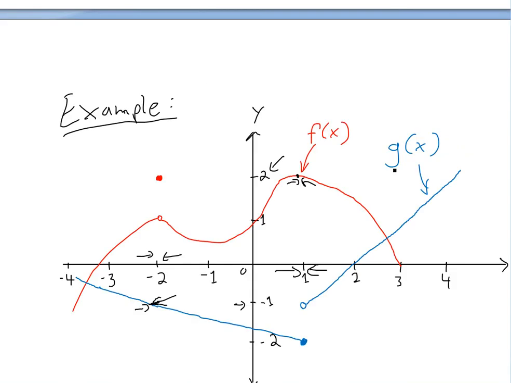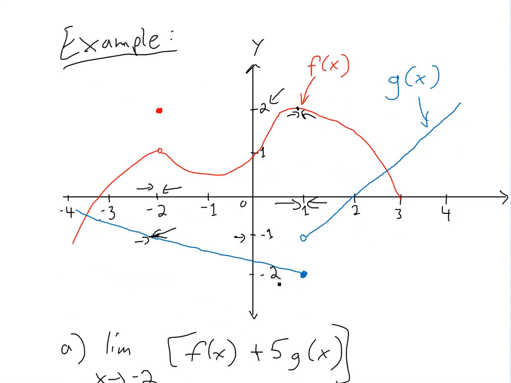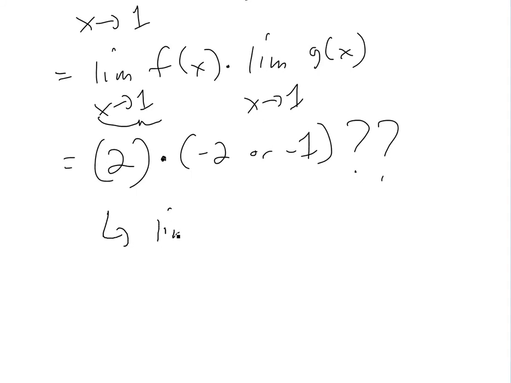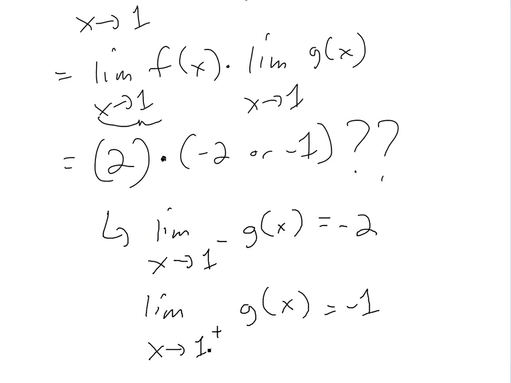When we look at the graph for g of x as it approaches here, you're going to have this discontinuity. If you approach from the left side, you're going to get a value of -2, and if you approach from the right side, we're going to get a value of -1. So -2 or -1, you don't know which one it is. Or you could write this in the other notation: the limit as x approaches 1 from the negative side, or the left side, of g of x is equal to -2, and the limit as x approaches 1 from the right side, or the positive side, of g of x is equal to -1.